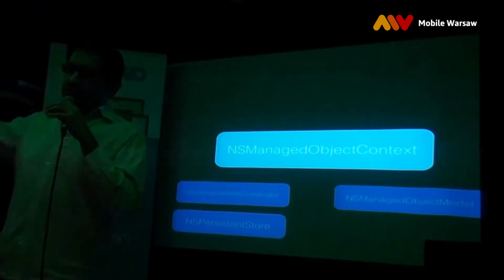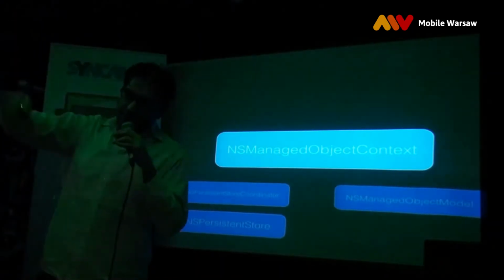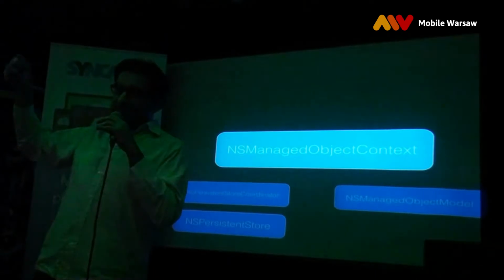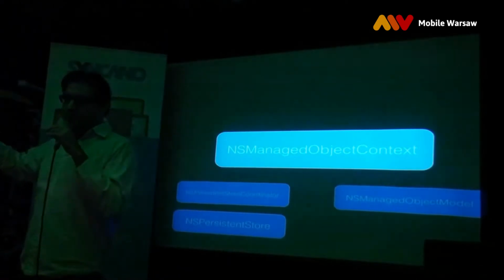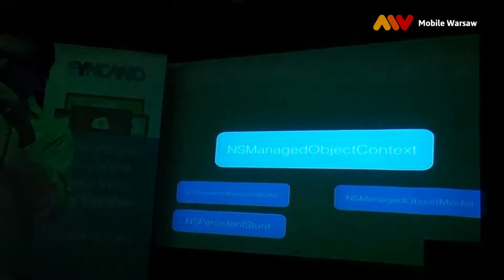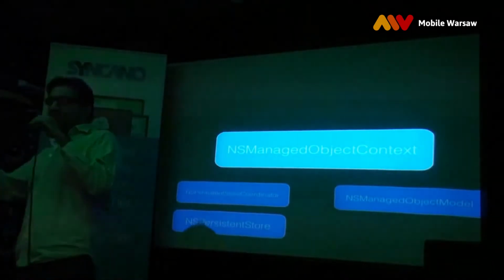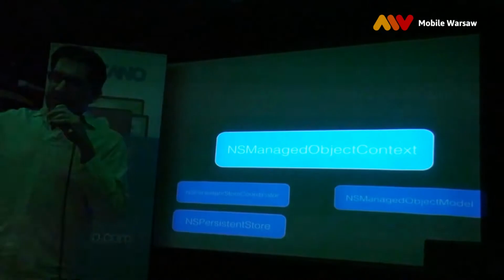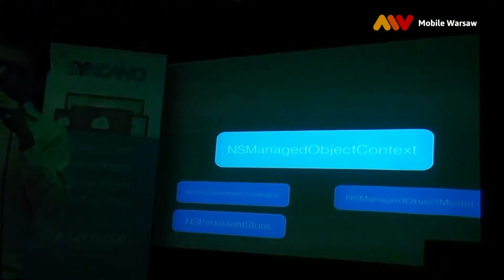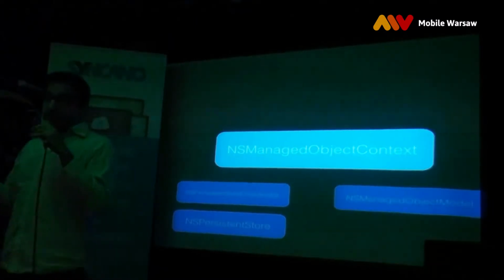So you go at it from the top through the context, and you push all of your changes down, and it talks to the coordinator, which knows what the data looks like, because the coordinator knows what the model is. The coordinator will then give it to the store. Then the store will take care of the actual details of converting all of that data into the persistence format, whether it's JSON or SQLite or whatever. So the context is your interface, and it's how you get new objects and new instances from Core Data.